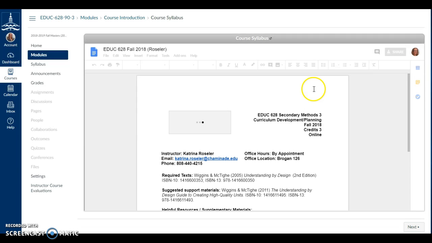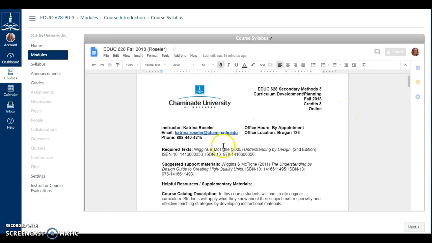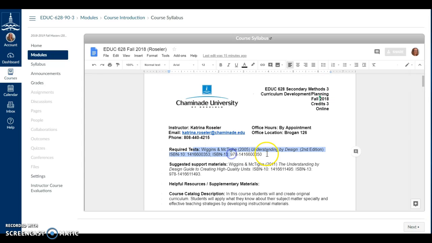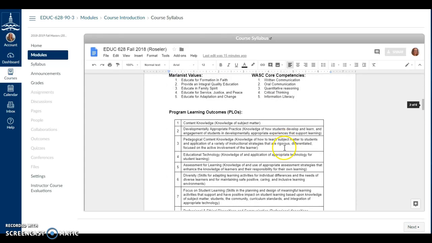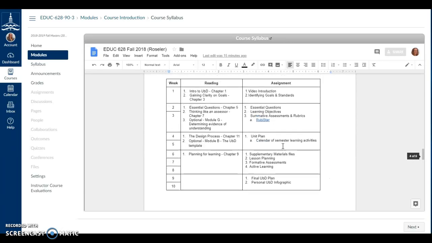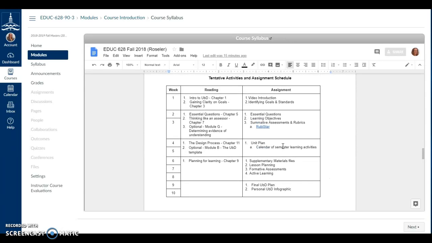Here's the course syllabus. It is a Google Doc that you have access to through the Google Drive. There is a required text for this course, so please make sure that if you haven't already purchased it, that you go ahead and get a copy of the Wiggins and McTighe Understanding by Design 2nd edition text, because you will be reading chapters in that text each week, or most weeks, not each week. In order to see how the assignments are broken down by week or by module, you notice the assignments are broken up into reading and then activities or assignments that you need to complete that are associated with those readings.